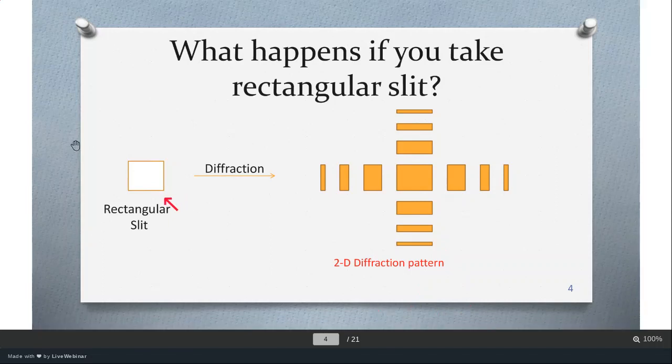Secondly, we take a rectangular slit instead of a one-dimensional slit, and we see its diffraction pattern in a similar way. In this case, we get a two-dimensional diffraction pattern. The diffraction pattern is not only in this direction, but in this direction also. So what we have done here is increase the sides of the slit, and by doing so we get a 2D diffraction pattern instead of a 1D diffraction pattern.